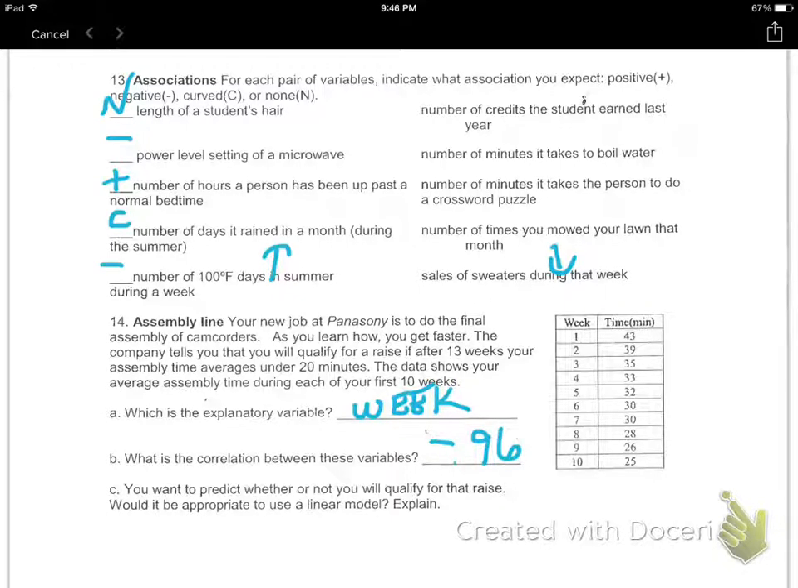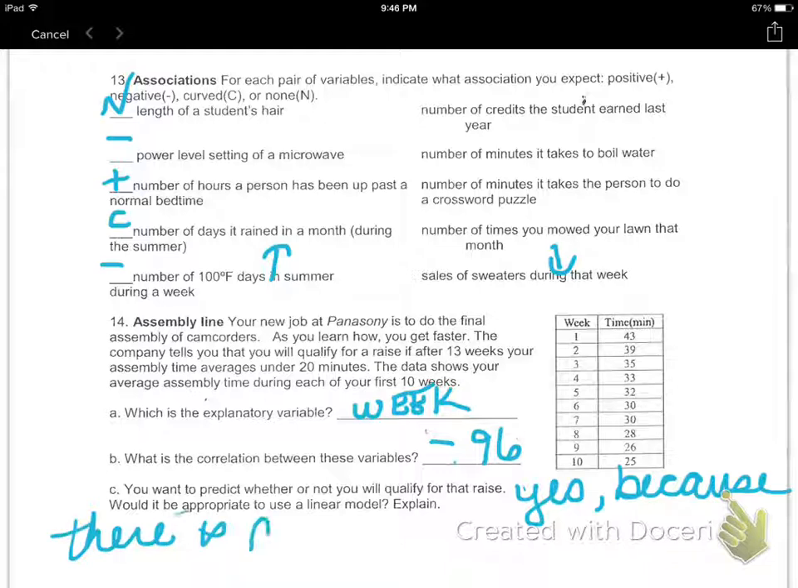Remember, 2 decimal places. And they want us to know, you want to predict whether or not you will qualify for that raise. Is the linear model appropriate? And I said yes. And why? Because there is no pattern in the residual plot.